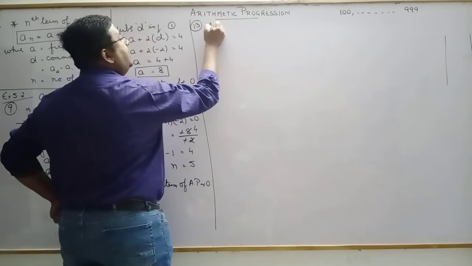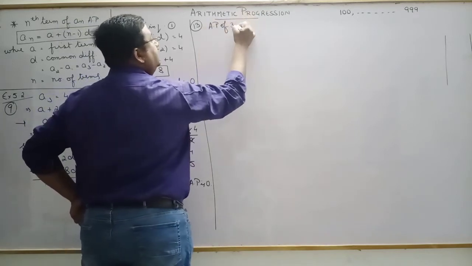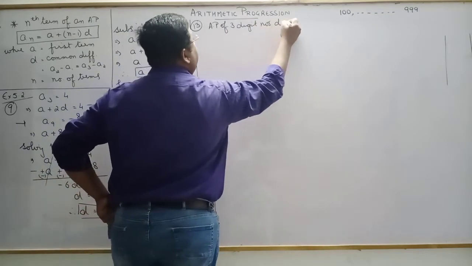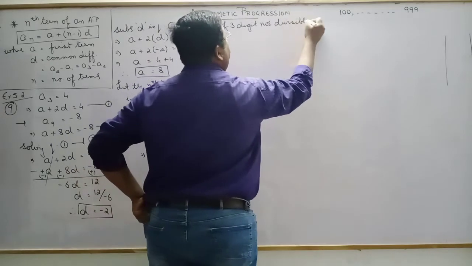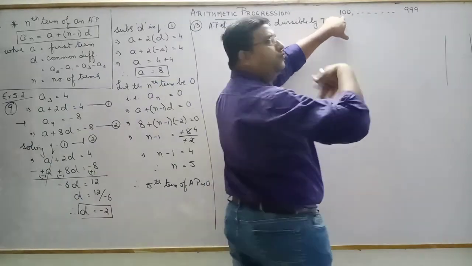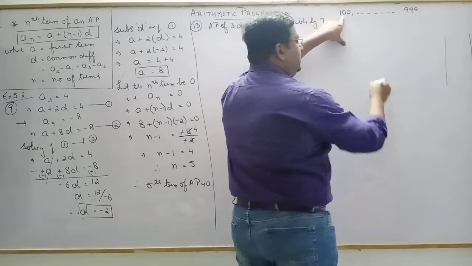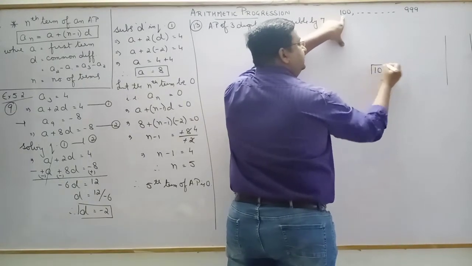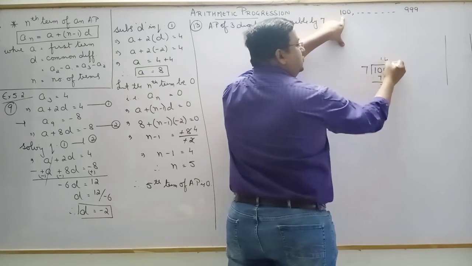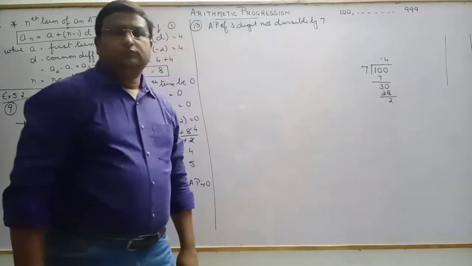So what are we going to do? AP of 3-digit numbers divisible by 7, we have to find. So let us start with 100. Is 100 divisible by 7? 7 ones are 7, 3, 0, 7 fours are 28. 2 is the remainder, so it is not divisible.